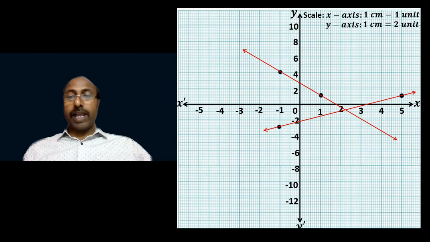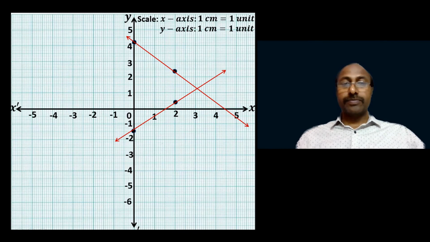And also here we have one more case. See this one also. Here also the intersection point is 3.1 comma 1.3 or something like that.